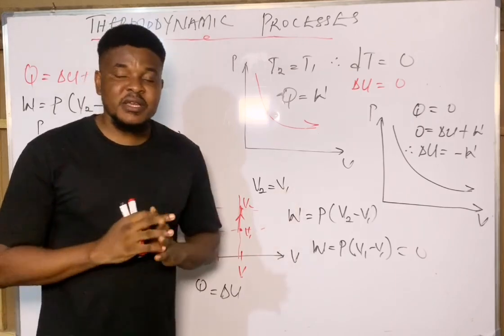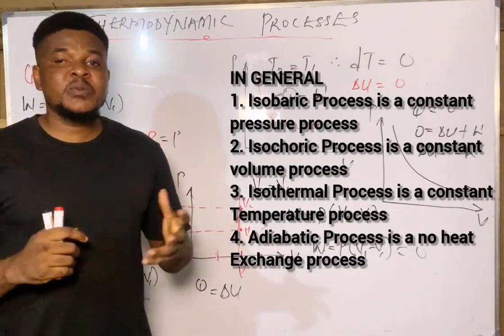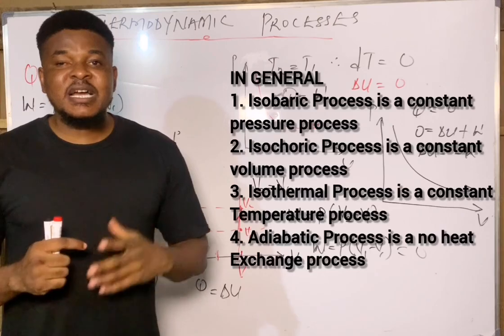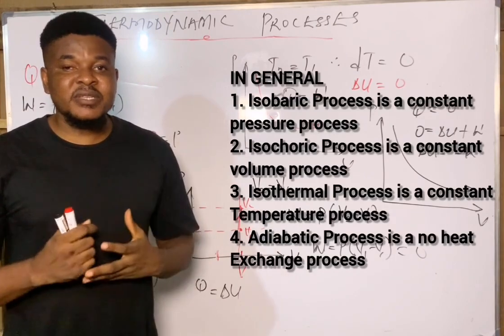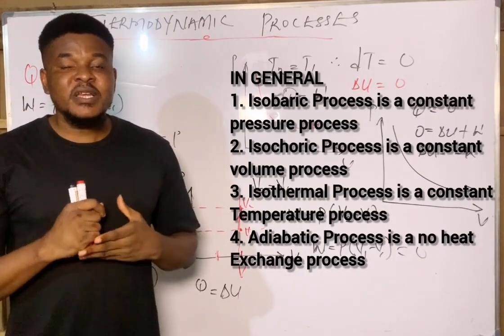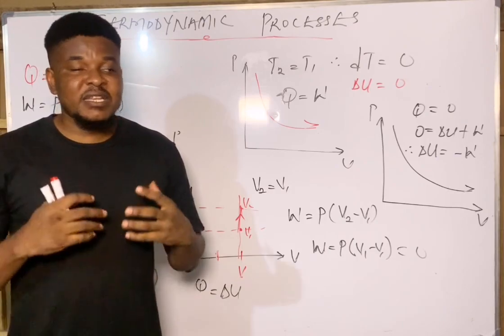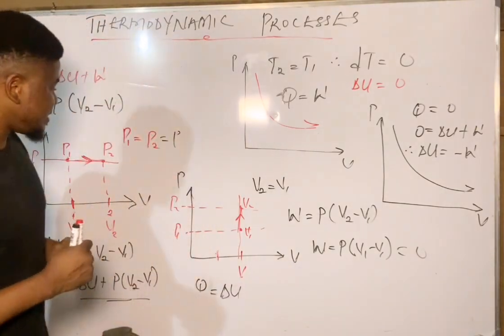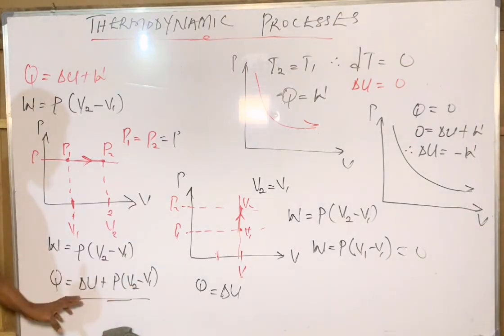So in general, an isobaric process is simply a constant pressure process. An isochoric process is a constant volume process. An isothermal process is a constant temperature process. And an adiabatic process is simply a process where heat is not being exchanged to the surrounding. And the mathematical relationship that governs them has been duly explained here using the first law of thermodynamics. When it is isobaric, the work done remains P multiplied by V2 minus V1, and the heat supplied is simply given as the change in internal energy plus P into V2 minus V1.